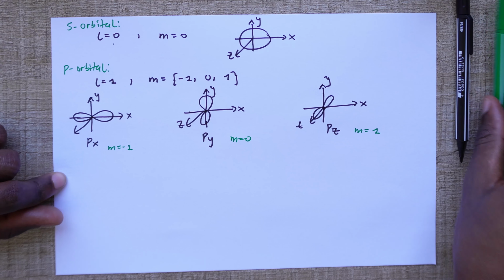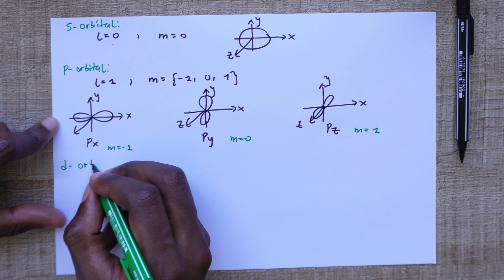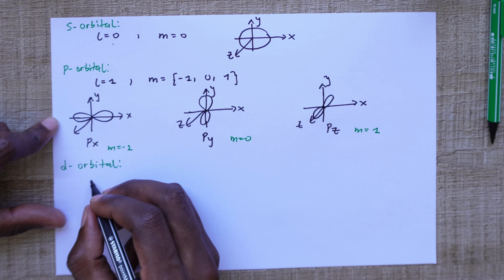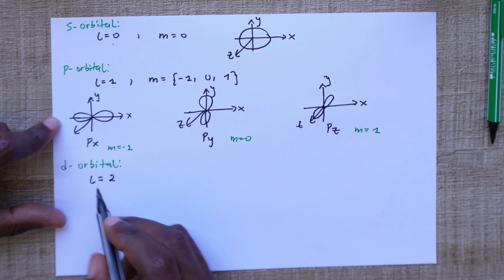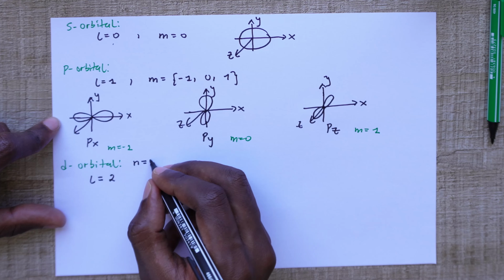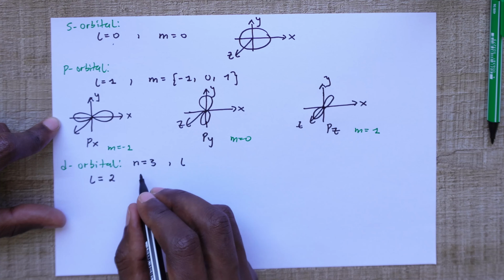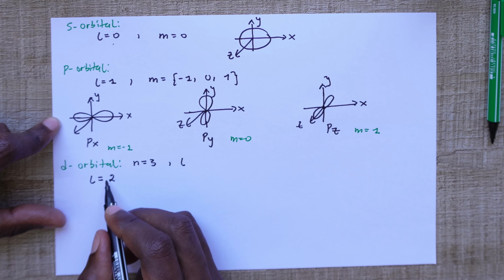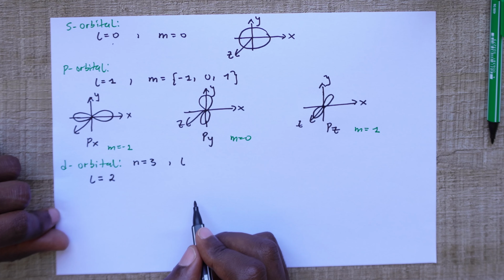Moving to the next type of orbitals, we have the d orbital. The d orbital has as azimuthal quantum number L equals 2, which means that the d orbitals can only exist for elements that have at least a principal quantum number n equals 3, because L varies from 0 to n minus 1. And for the d orbital to exist, L has to be 2, which means that this can only be possible for elements that have at least n equals 3.